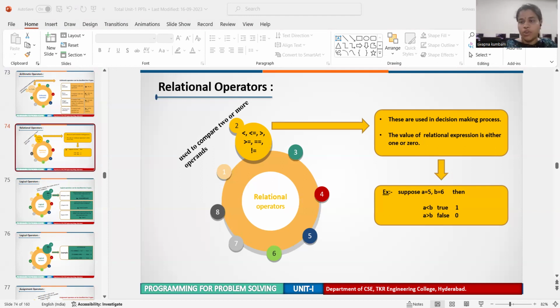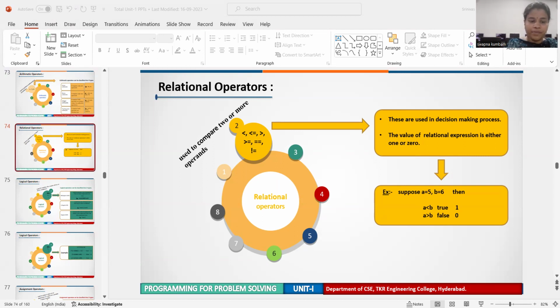So here it is used. What is the purpose of using these relational operators? To compare the two operands. For example, if you take A is equal to 10 and B is equal to some 30. Now here, if I am taking any symbol, any relational comparison symbols like relational operators.